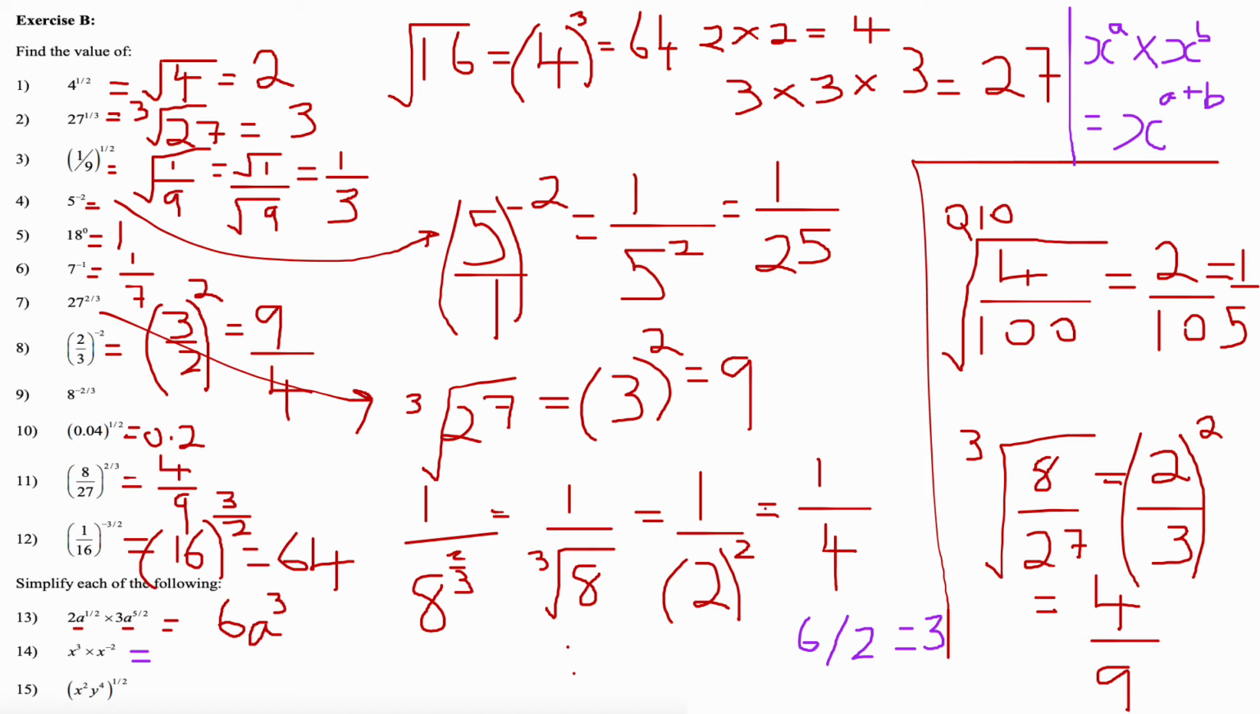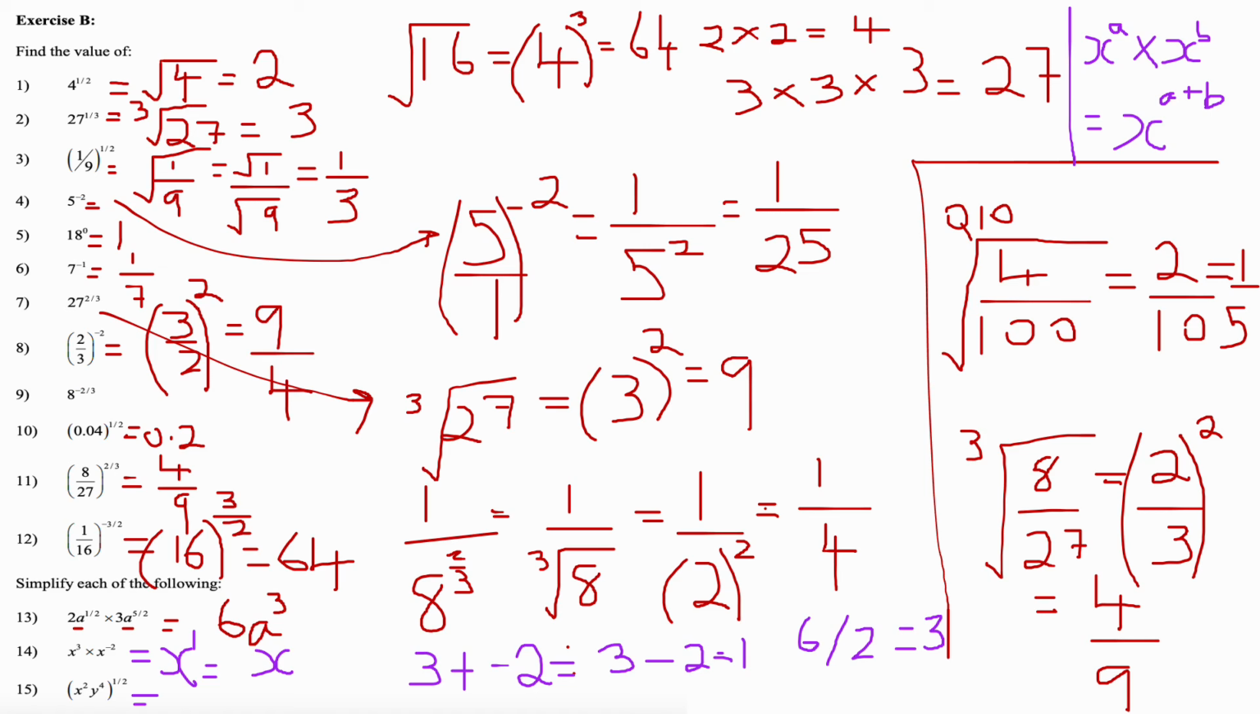Well, again, adding the powers, but being a bit careful here. I'm doing 3 plus minus 2, which is 3 take away 2, which is going to be just x to the power of 1, or just x. Because what I'm doing here is 3 plus minus 2, then it goes to 3 subtract 2, which is 1.